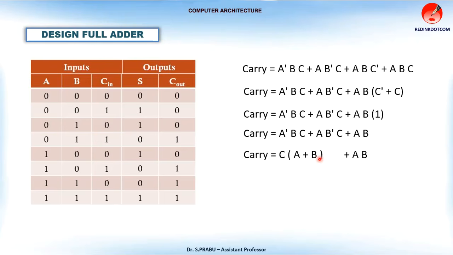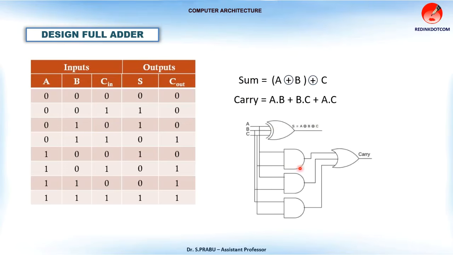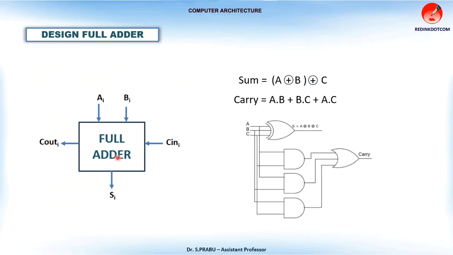If we multiply this value, you can get C dot A plus C dot B plus A dot B. I can rearrange these values, we can get this result. So these are the two final expressions for sum and carry in full adder. Now we can draw the logical circuit for the expression. That can be logically represented in this way.